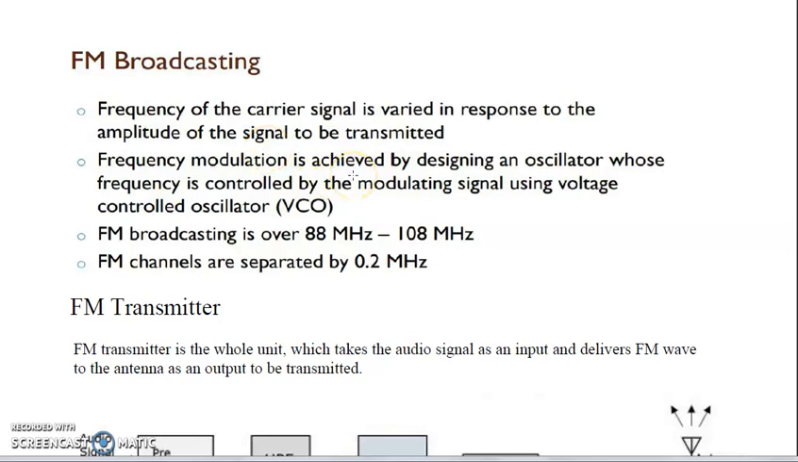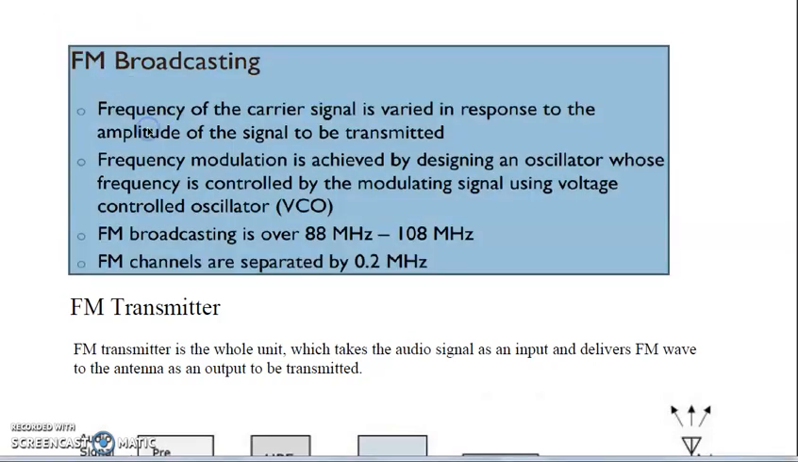Today we are going to discuss the last topic of the chapter FM modulation, and at the end of this chapter we are going to discuss FM broadcasting, which consists of FM transmitter, FM receiver and channel. Let us understand what is FM broadcasting.